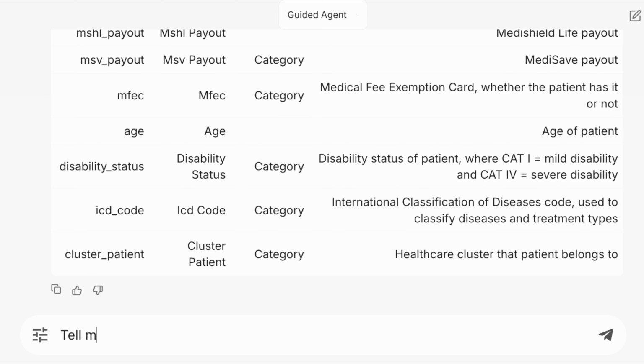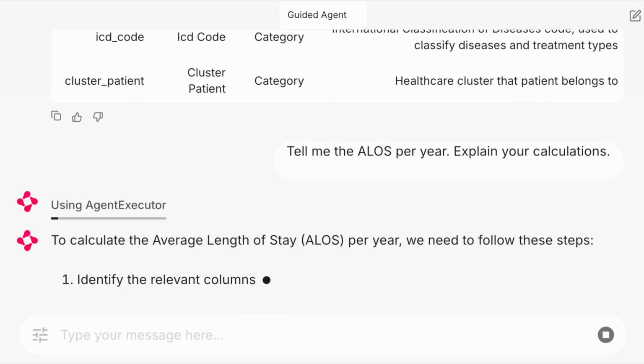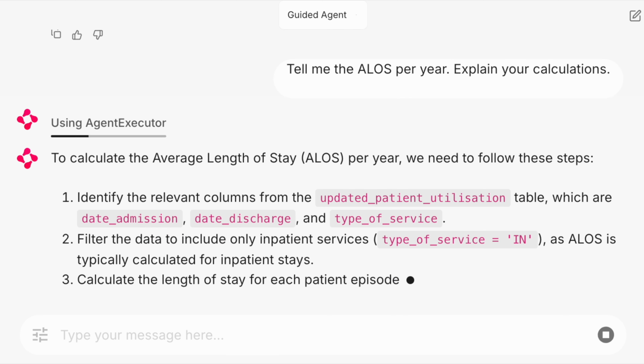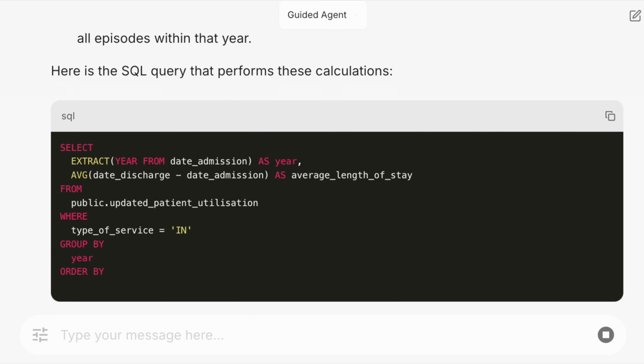Sense is able to understand your business and policy language. Let's ask Sense what the ALOS per year is and see how it responds. Sense is able to explain to us that the ALOS refers to the average length of stay and is calculated using the admission and discharge dates.